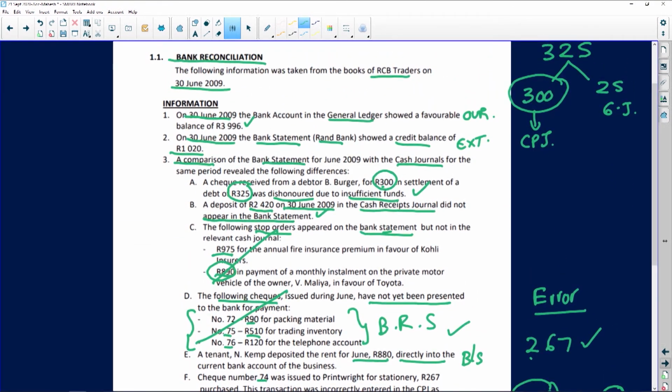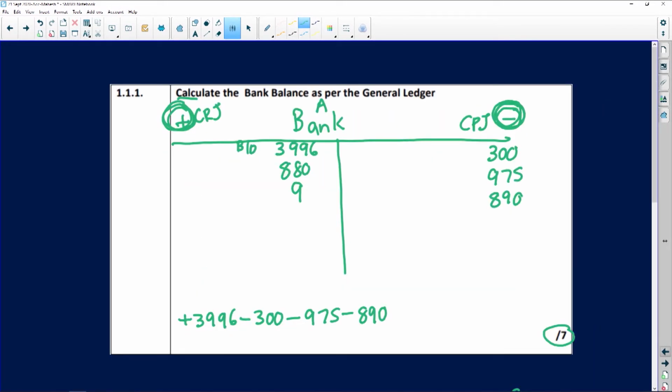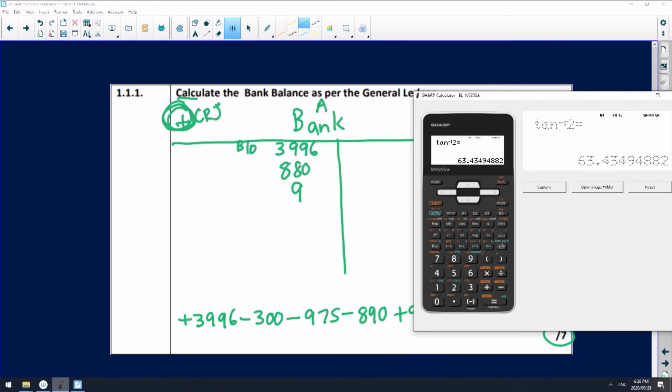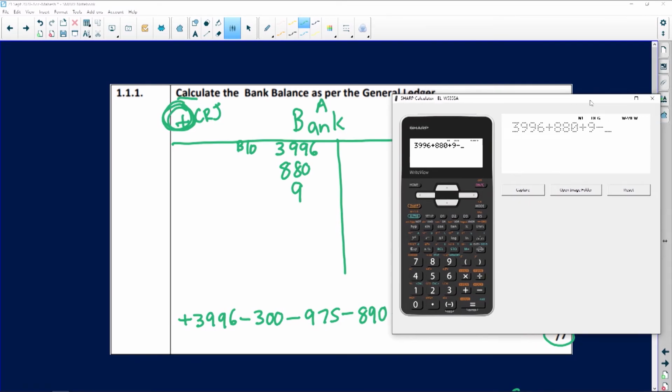Okay, so that's it. So now comes the point where we've got to see whether or not this is going to reconcile. So remember, guys, we're going to have to now balance this account. So let me just quickly say plus 9 here. So you can balance the account, or you can just look at the sum that we've done. Doesn't really matter. So on the debit side, 3996 plus the 880 plus the 9 Rand.